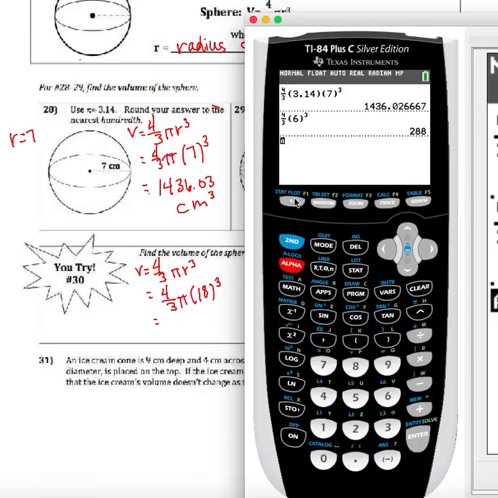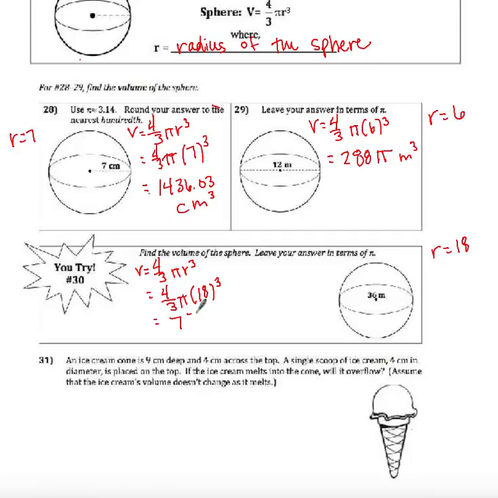So we're going to do alpha y equals to get our fraction. We're going to do 4 over 3, leave our pi, and do 18 to the third, and then enter. That gives us 0.7776, but we have to keep our pi in there because it asks us to leave it in terms of pi. And then we are going to do meters cubed as our units.